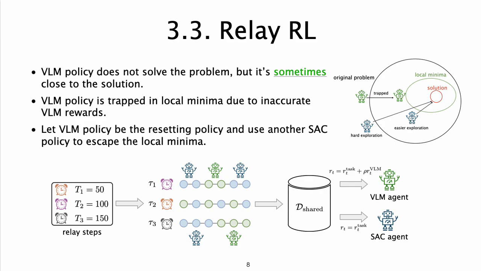The motivation is that VLM policies do not solve the problem, but they are sometimes close to the solution. Therefore, we iteratively use the VLM policy and the SAC policy to roll out the trajectory. We train the SAC agent with only the sparse task rewards. When we have collected some successful trajectories, we then turn off the relay RL.